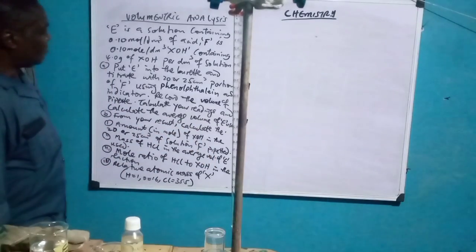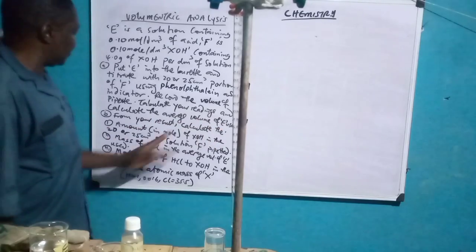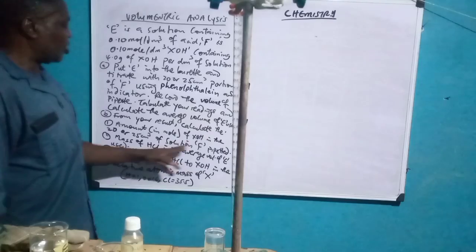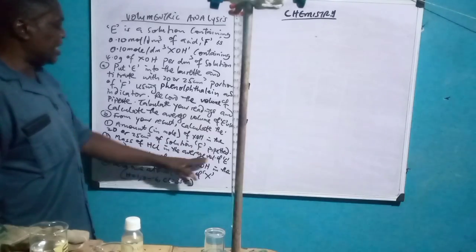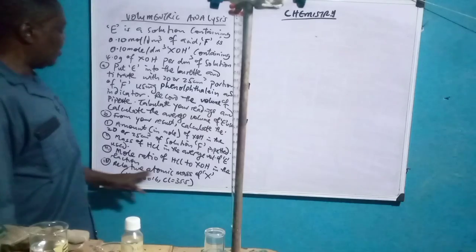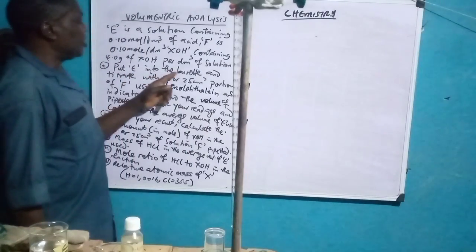Record the volume of your pipette, tabulate your burette readings, and calculate the average volume of E used. From your results, calculate the amount of SOH in 25 cm cube in terms of mole, mass of HCl, the average volume of E used, mole ratio of HCl to SOH, relative atomic mass of S. So how do we do it? You look at it, put into the burette and titrate.